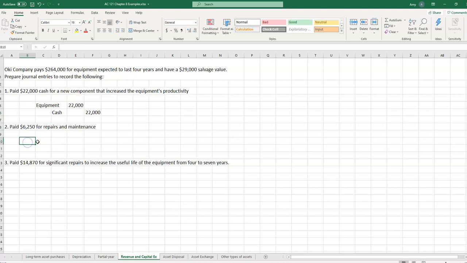Number two is that we paid $6,250 for repairs and maintenance. Well, we know any repairs and maintenance just becomes an expense of the period unless it increased the useful life of the equipment or added to its productivity. So this is just a repair expense. And we paid cash.